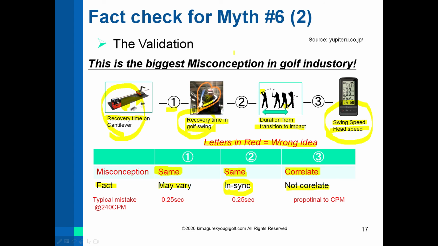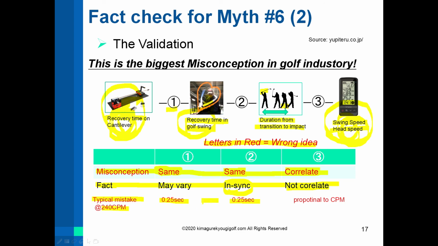So they think there is an optimum frequency for a particular swing speed because they think like this. Okay, this is a wrong idea. This is a fact. Okay, I'm going to explain the typical mistake. For a club of 240 CPM, the period is 0.25 seconds. Then he or she checks the sequence photo and the time, the duration between this and this, and finds that it is about 0.25 seconds. And he or she thinks that, hey, I found the secret of golf.